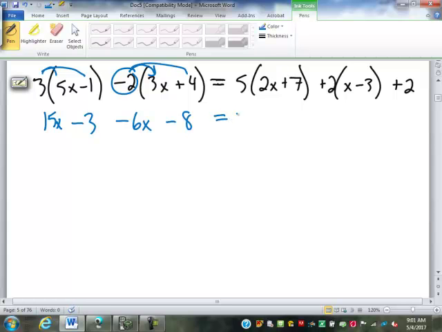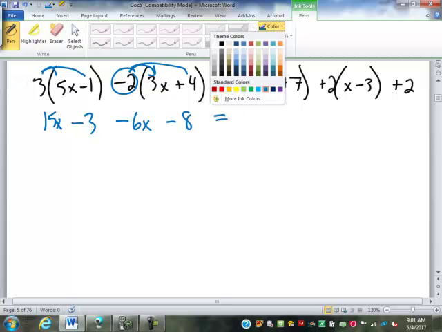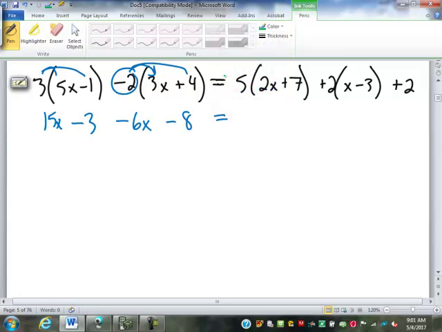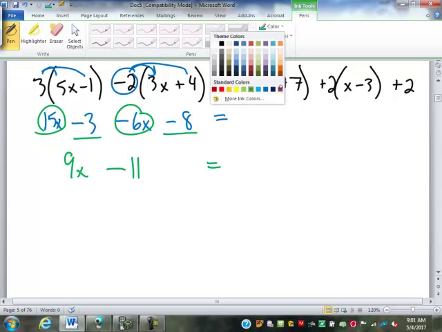Now I'm going to stay on the left side and just combine stuff. Then I'll move over to the right side. So over here, what else can I combine? 9x. Okay, so now we can't combine anymore on the left side, so we're going to go to the right side.